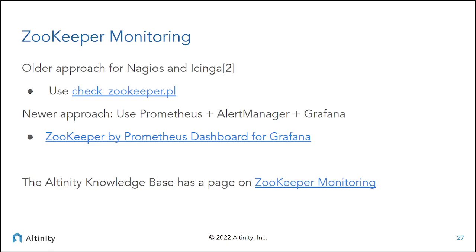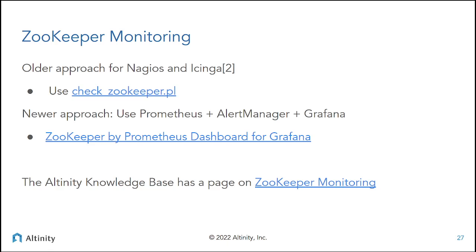Speaking of monitoring, there are a number of approaches, and it's hard to give you a one-size-fits-all answer. Some people are using things like Nagios, older things. There's a routine called check_zookeeper.pl; in the slides, this is linked to the project. The newer approach that we tend to see is people will use Prometheus and Alert Manager and Grafana, and there's actually a Grafana dashboard available from Grafana Labs that you can use.